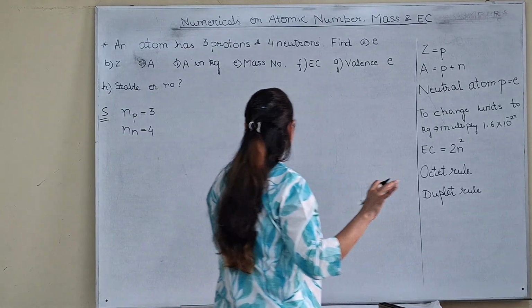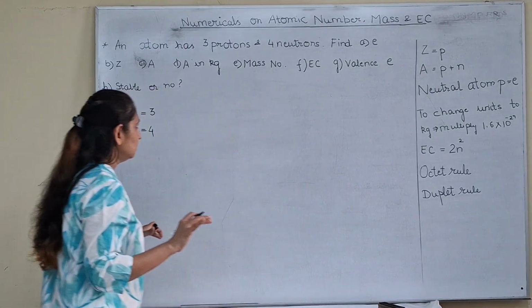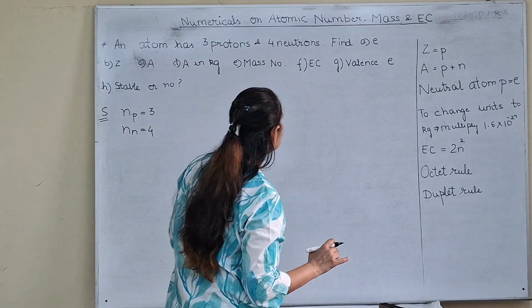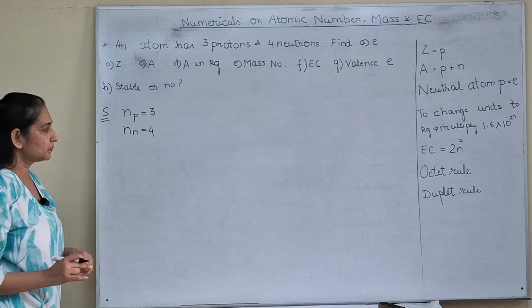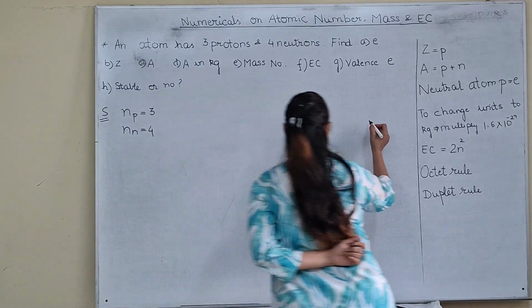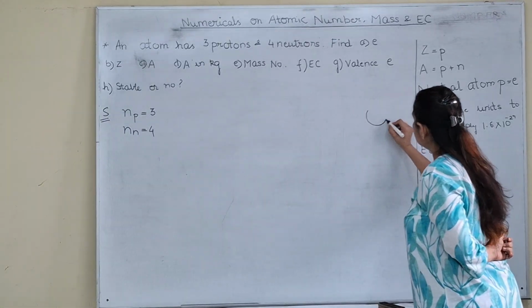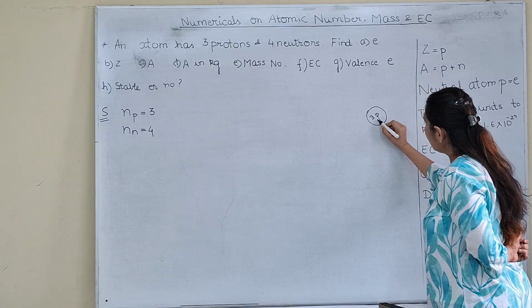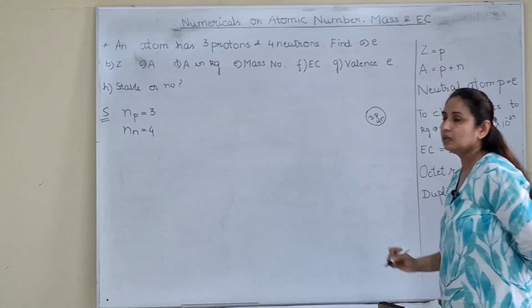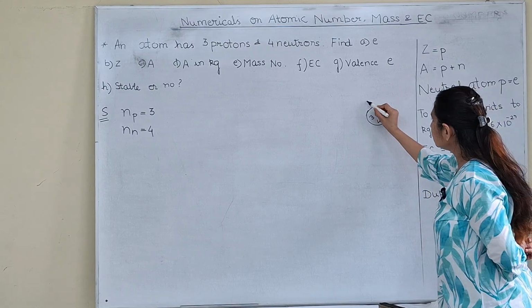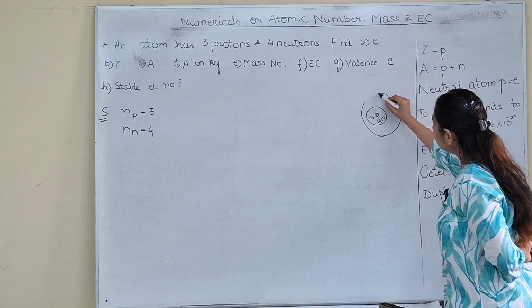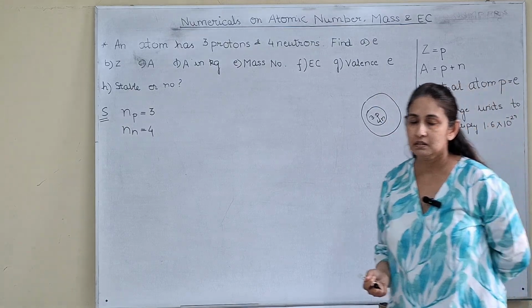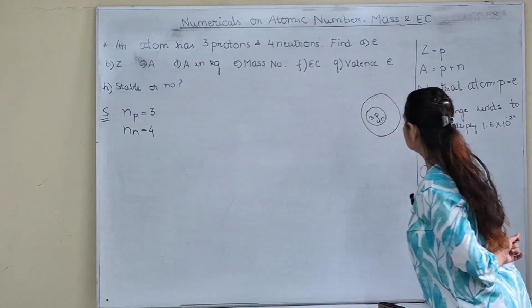Okay, and now we have to start finding. So first we have to find the number of electrons. So if I draw a structure, this will be the nucleus. It will have 3 protons and 4 neutrons. Now neutral होने से जितने protons होते हैं उतने ही electrons होते हैं. So obviously we know that there will be 3 electrons.